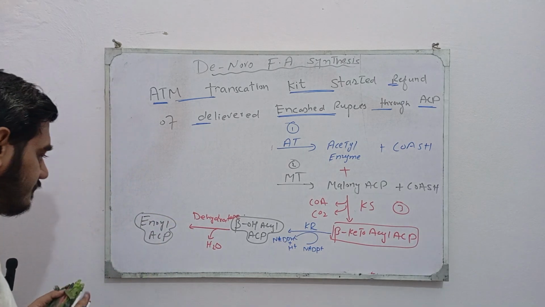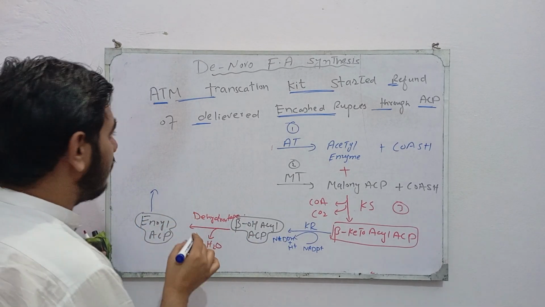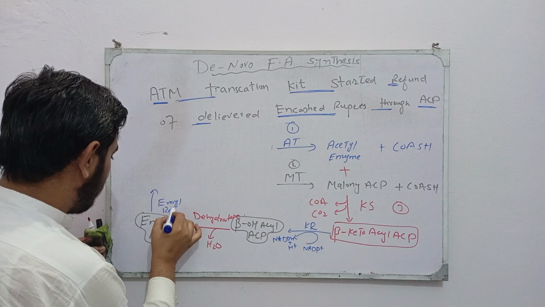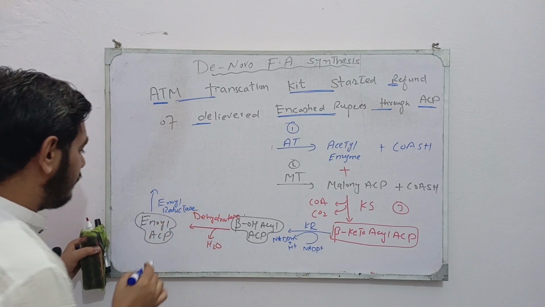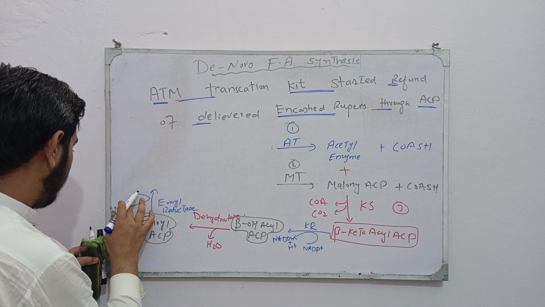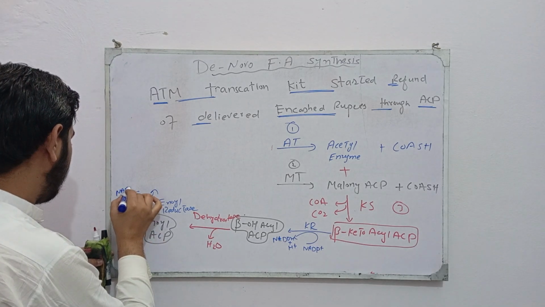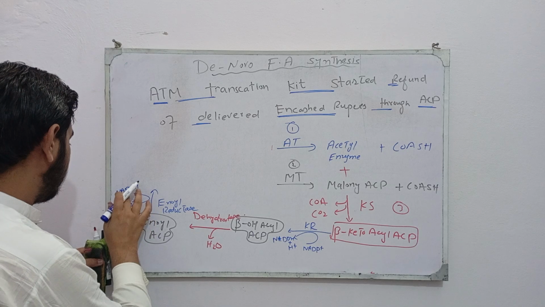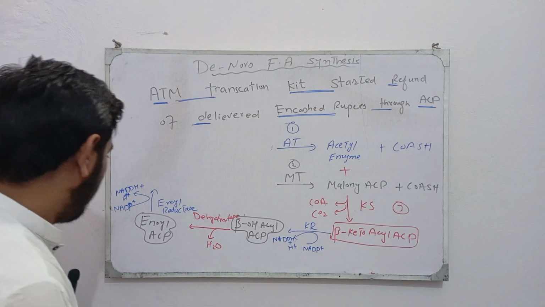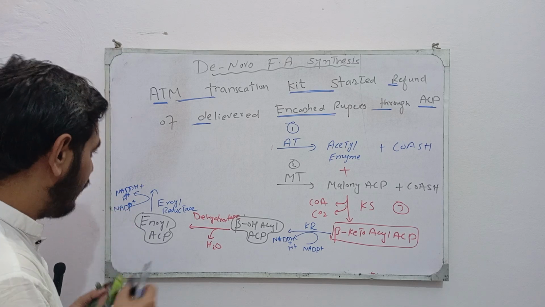In the next reaction, this enoyl ACP, with the help of the enzyme enoyl reductase, there is also utilization of NADPH, which converts into NADP plus, and enoyl ACP converts into butyryl ACP.